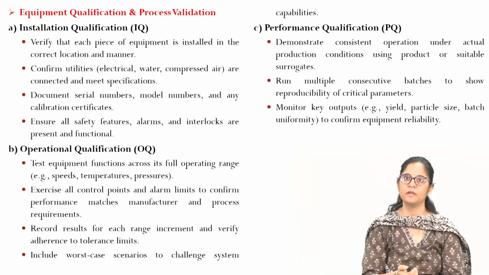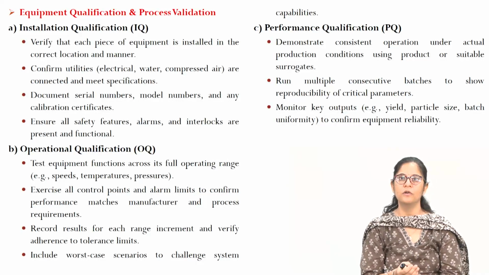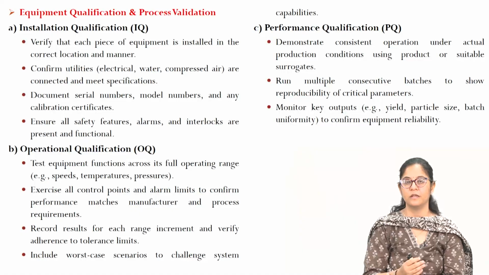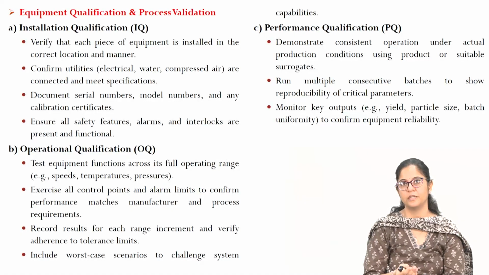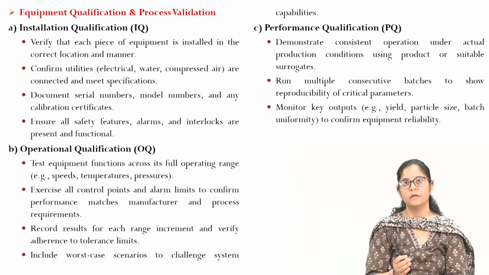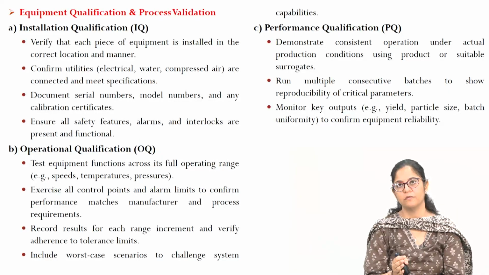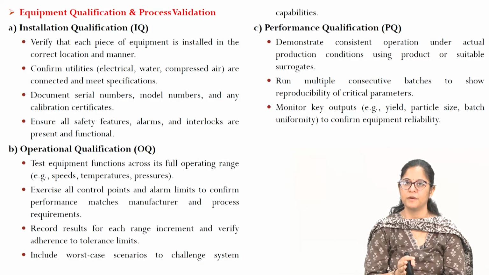Next, equipment qualification and process validation is a very important aspect of these manufacturing procedures. So, first is the equipment validation. Installation qualification is the first aspect, in which verification of each piece of equipment to be installed in the correct location and manner is done. Then it confirms the utilities, that is electrical, water, compressed air are connected and meet specification.